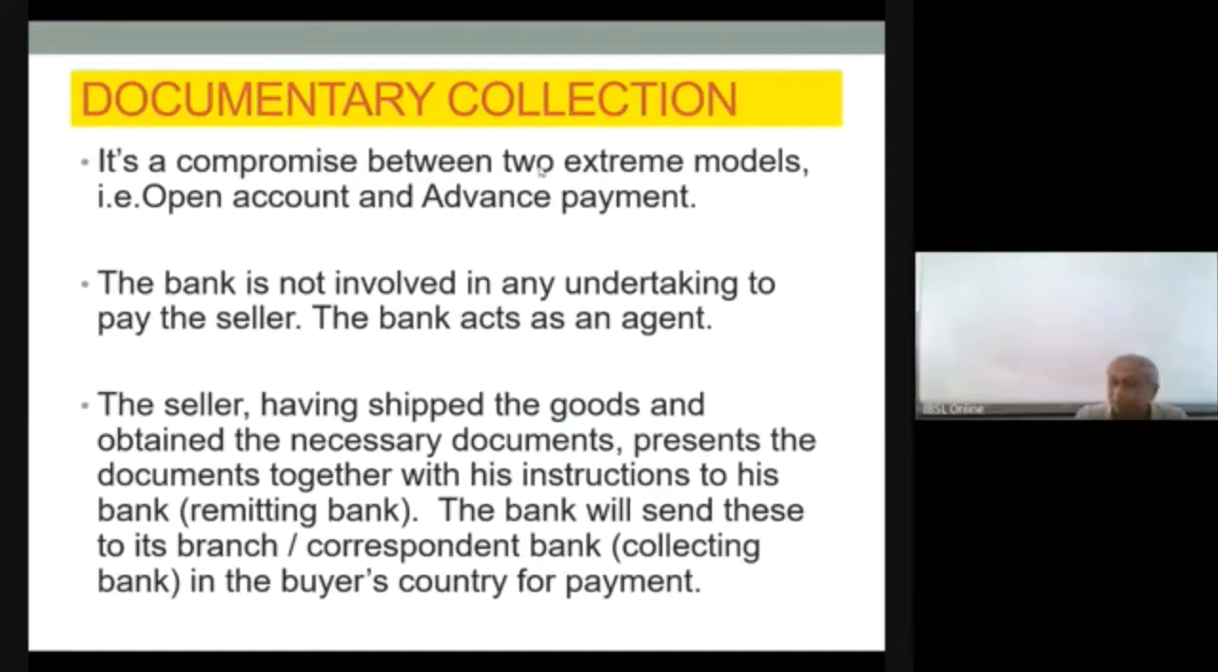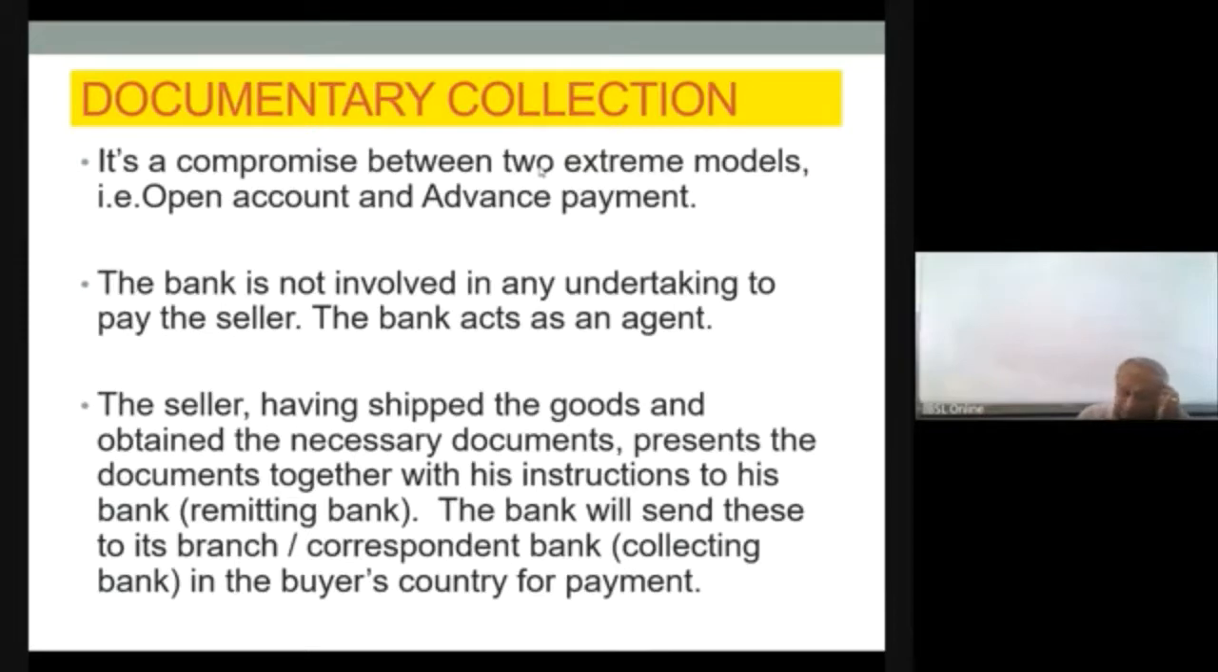Now, for example, one of People's Bank's customers is having transactions. He's buying goods from a seller in the UK. The seller is doing business with Barclays Bank.